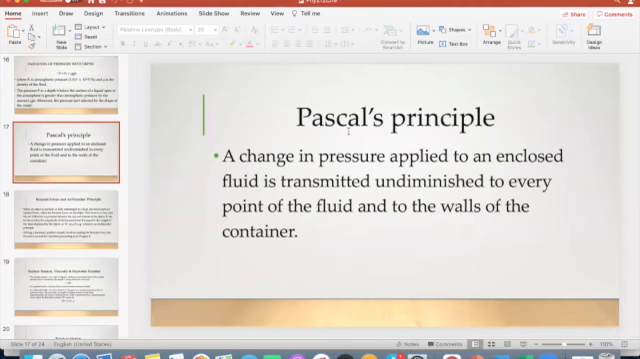All right, Pascal's principle. This simply states that a change in pressure applied to an enclosed fluid is transmitted undiminished to every point of the fluid and to the walls of the container.